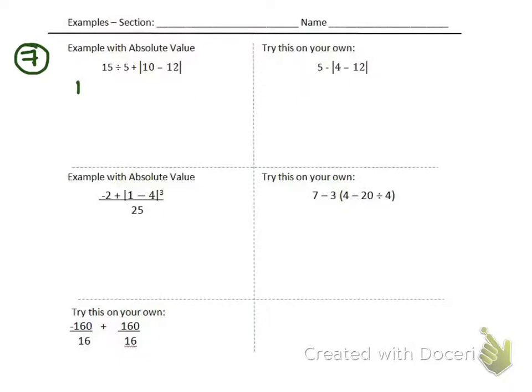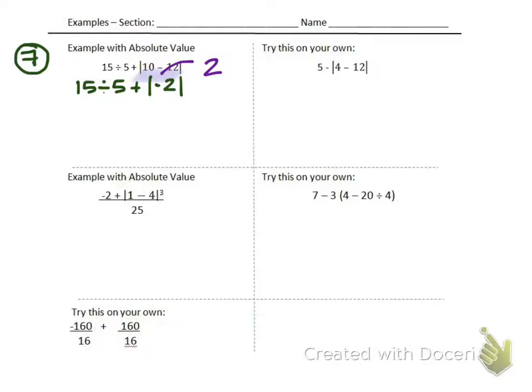And with absolute value it says 15 divided by 5 plus the absolute value of the quantity of 10 minus 12. So first I'm going to take 15 divided by 5 plus the absolute value of 10 minus 12, and since that's the grouping symbol, that needs to be simplified first. 10 minus 12 is the same thing as negative 2, and the absolute value of negative 2 is the same thing as positive 2.